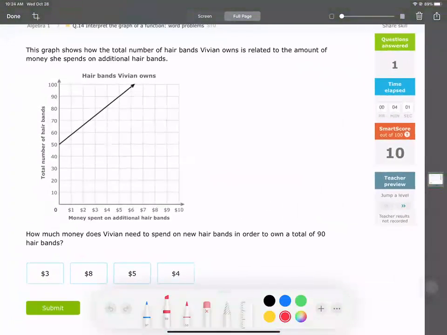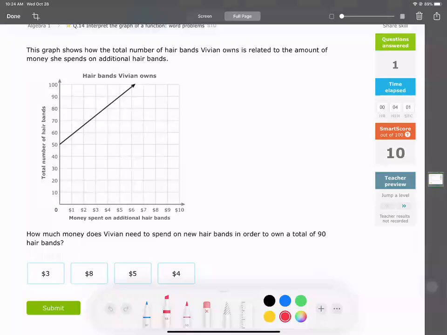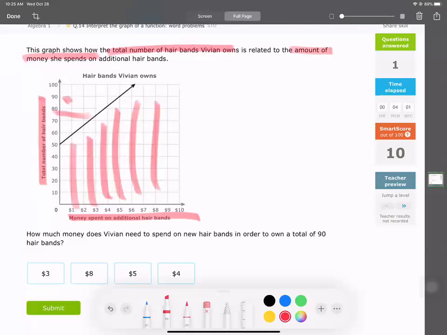Okay. So this graph shows the total number of hair bands Vivian owns in relation to the amount of money she spends on additional hair bands. Okay, reframing that. She has hair bands, and if she spends more money, she'll have more hair bands. Okay, so give yourself some time to reinterpret this sometimes. So I see number of hair bands Vivian owns is related to the amount of money she spends on it. So here's how much she spends, and this is how many hair bands she has. And the more money she spends, guess what? The more hair bands she has. That seems to make sense.